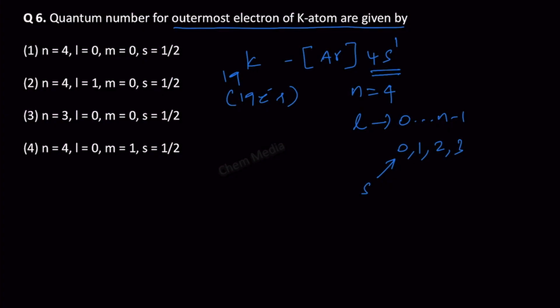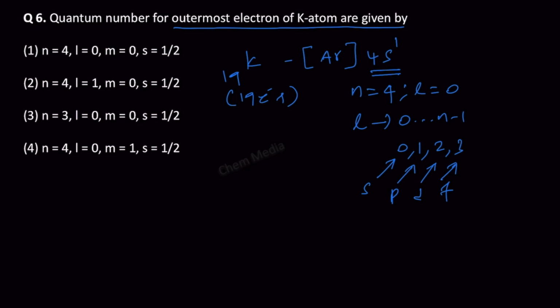For s orbital, the L value is 0. For p orbital, the L value is 1. For d orbital, the L value is 2. And for f orbital, the L value is 3. So therefore, we have to take the L value as 0 because it is a 4s orbital.